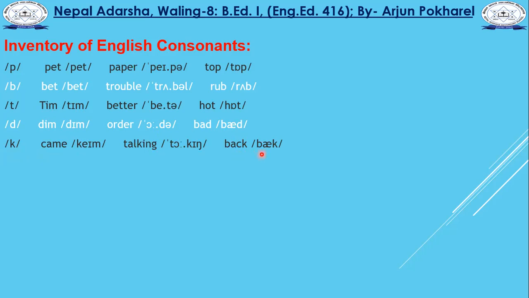Ba, ya, and ka. Back. Okay, here we have the word initially, word medially, and word finally. Word final is here.